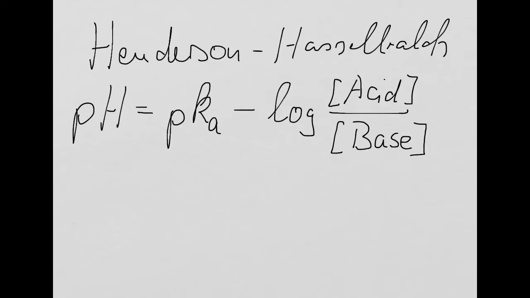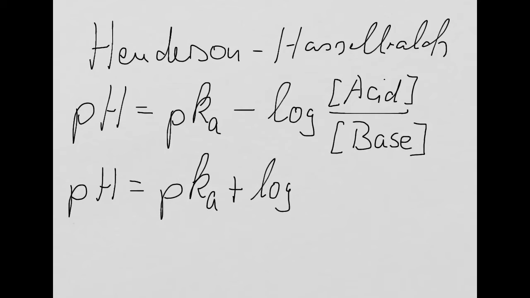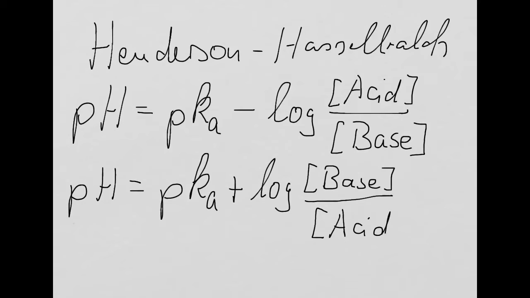You sometimes will see it in a slightly different form. It can also be written as pH equals pKa plus log of the base divided by the concentration of the acid. Both equations are exactly the same, and it just simply depends on what's easier for you to learn which way around. Minus acid over base or plus base over acid.